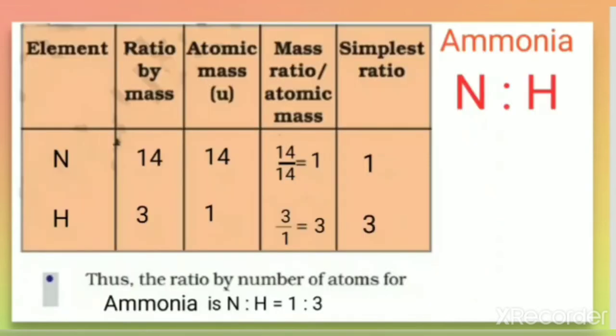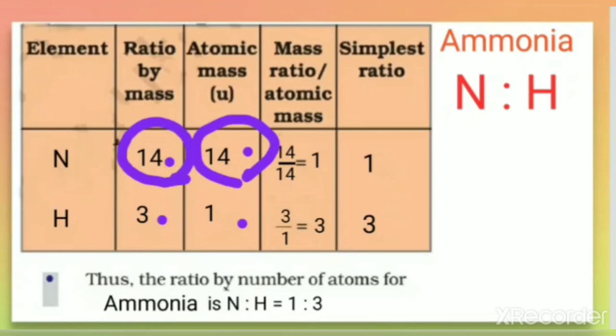So we make the table for this. In this, the ratio by mass is 14 is to 3, the ratio for nitrogen is to hydrogen. Atomic mass for nitrogen is 14, that we have already discussed in the previous video, and for hydrogen the value is 1. Now divide this value by this. So 14 divided by 14 is equal to 1. So we got the simplest ratio 1.